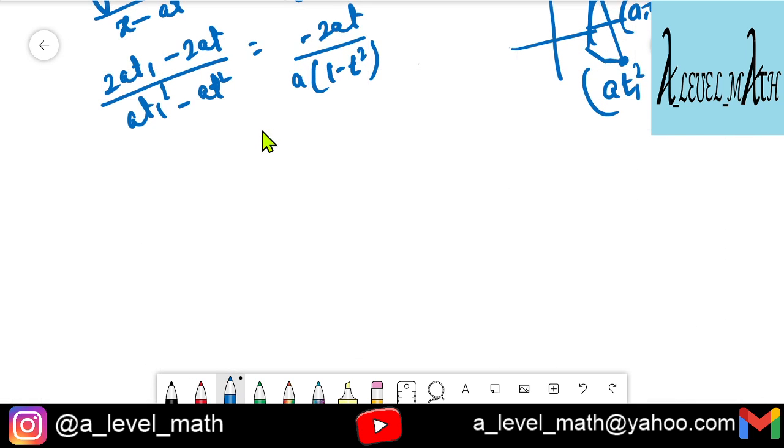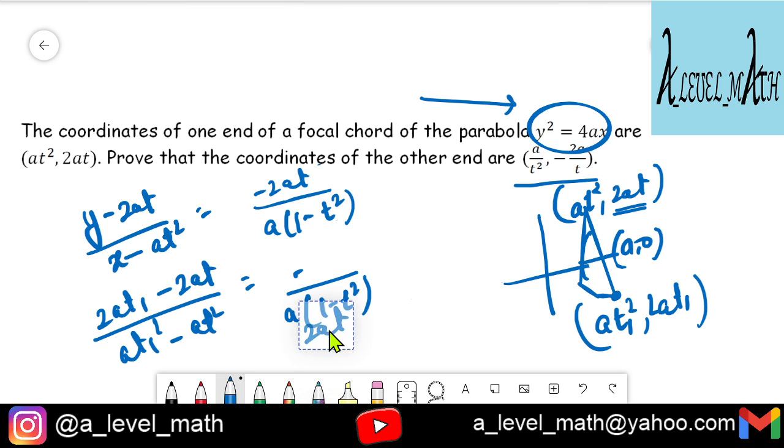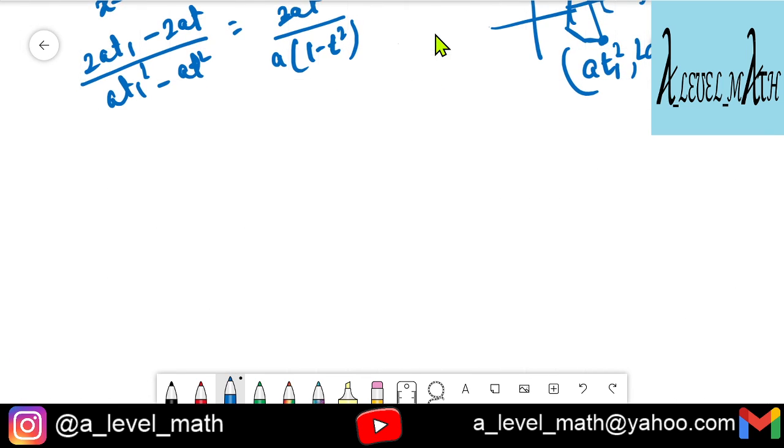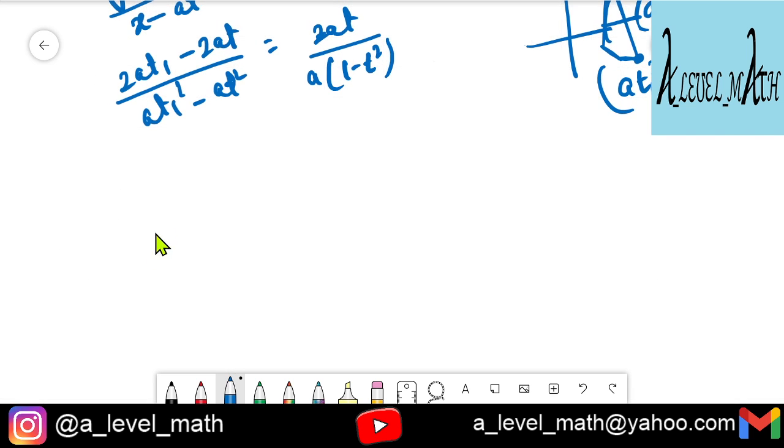All we need to do is just try to figure out the relationship between t and t1, so that we can figure out the other end of the focal chord of this parabola. So all we need to do is figure out a relationship in terms of t and t1.